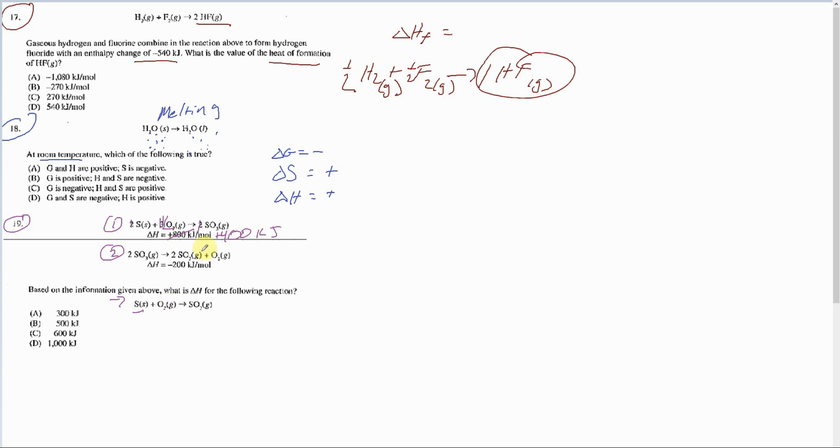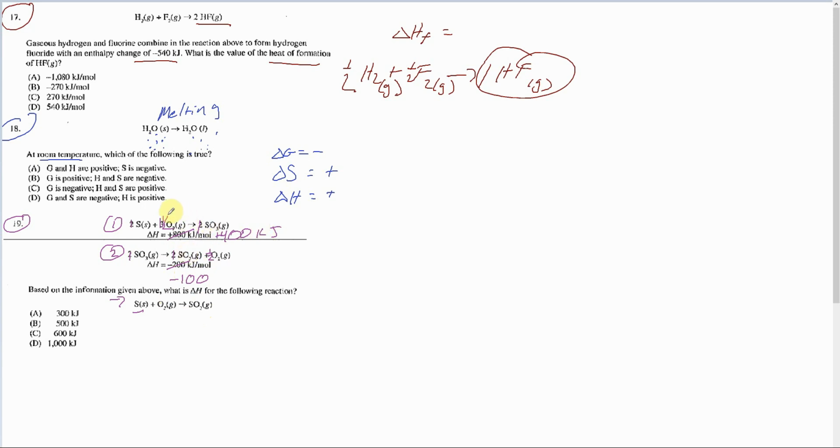Ignore oxygen because it's in more than one place, and then look for SO2. It's in reaction 2. It is on the product side as it should be, but we need 1 mole of that, which means we got to cut everything in half, including the oxygen, and so that is going to become negative 100. And you should always write it out and double check it.